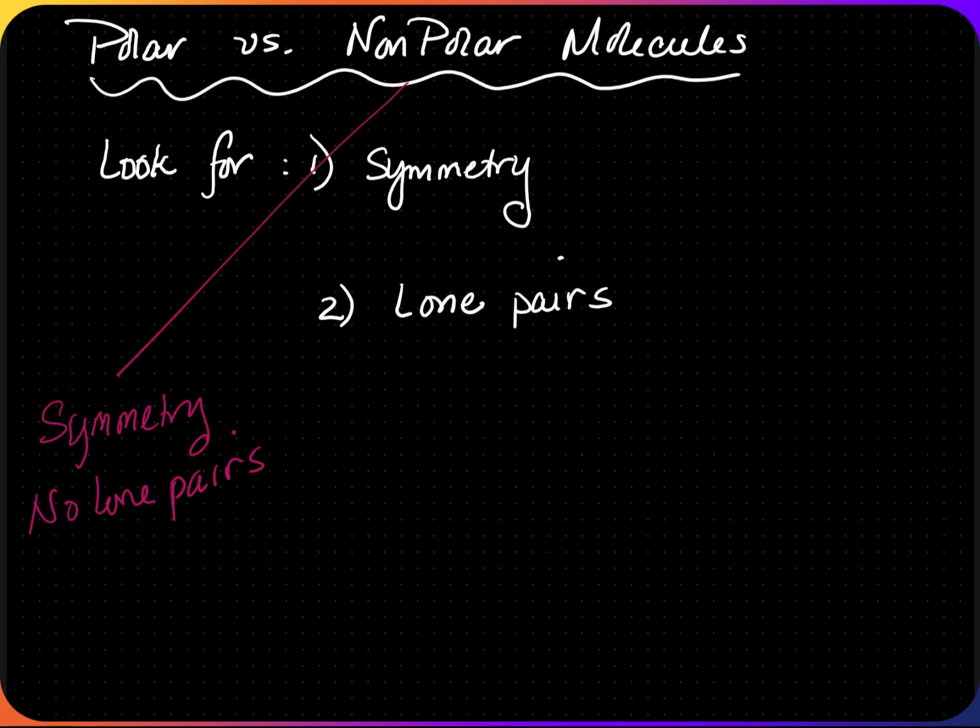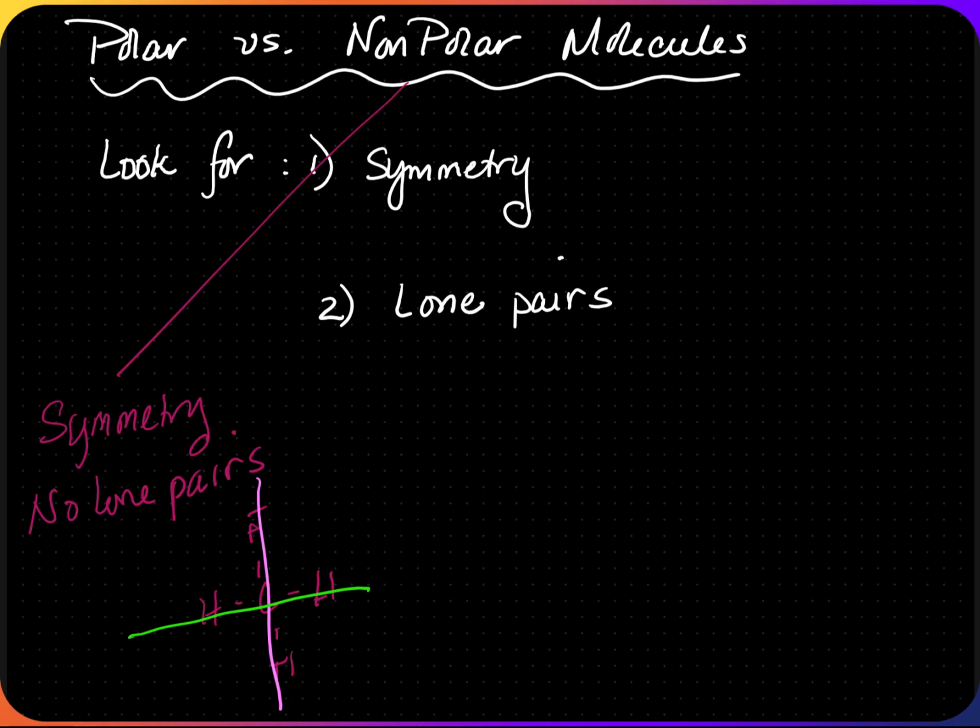So for example, if I have H, C, H like this, it is not symmetrical. Because if I cut it this way, it is symmetrical. If I cut it horizontally, it is not symmetrical. The bottom one has H, the top one has an F. So symmetry means the outside elements are all the same. Second, no lone pairs.